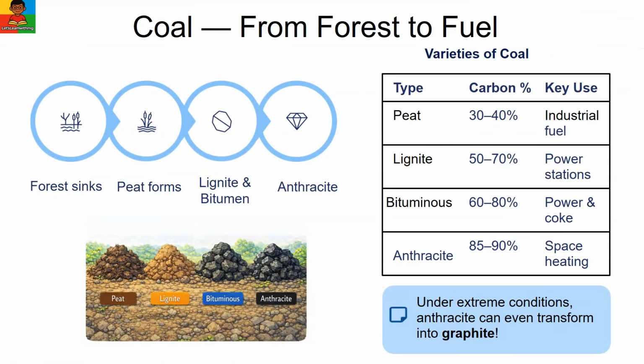Let's look at varieties of coal. Peat contains 30 to 40% carbon and is used as industrial fuel. Lignite contains 50 to 70% carbon and is used in power stations. Bituminous coal has 60 to 80% carbon and is used for power and coke. Anthracite has 85 to 90% carbon and is used for space heating. Under extreme conditions, anthracite can even transform into graphite.